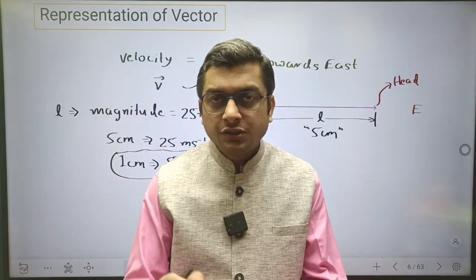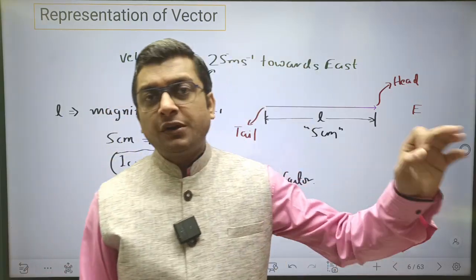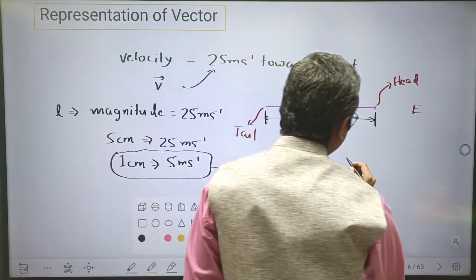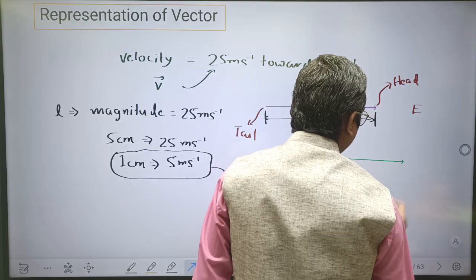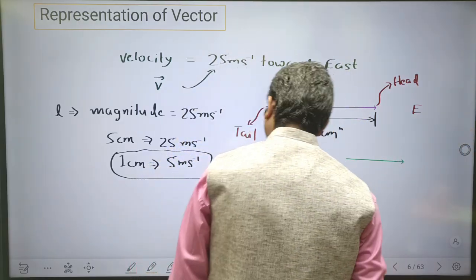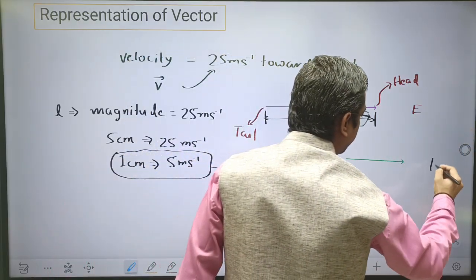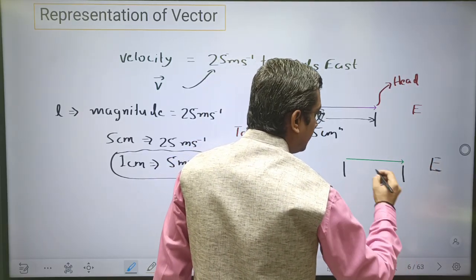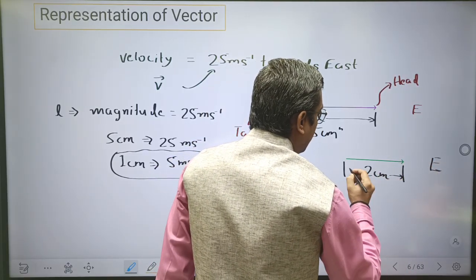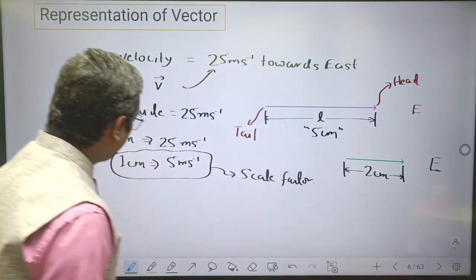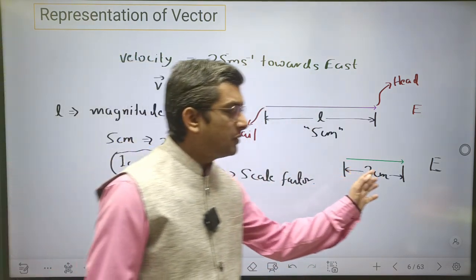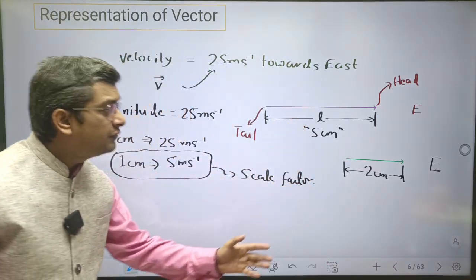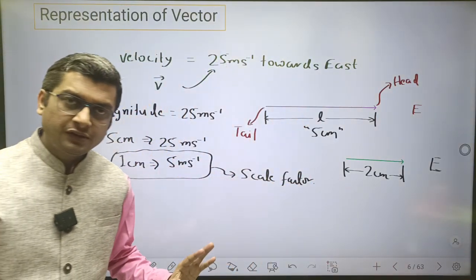Now if you are asked to represent 10 meter per second towards east, how can you represent it? First of all, the arrow is towards east. So this is east. The arrow must be towards east. Second, this length must be 2 centimeter. Why? Because 1 centimeter is equivalent to 5 meter per second. So 2 centimeter is equivalent to 10 meter per second towards east. So in this way, we represent any vector quantity, isn't it?